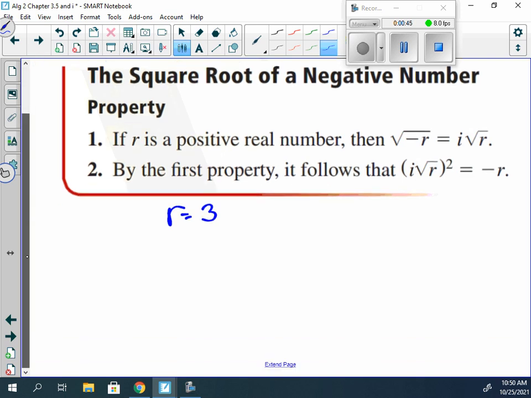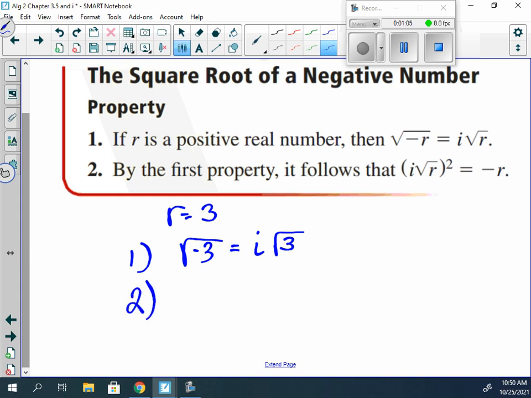Well, what this is saying is, if we have the square root of negative 3, the negative is going to come out as i, and we have the square root of 3, as we covered last week, yes? Well, if that is true, then by the first property, i square root of 3 squared is negative 3, because i squared is negative 1, and the square root of 3 squared is just 3, so we have negative 3. That is all this property is saying.